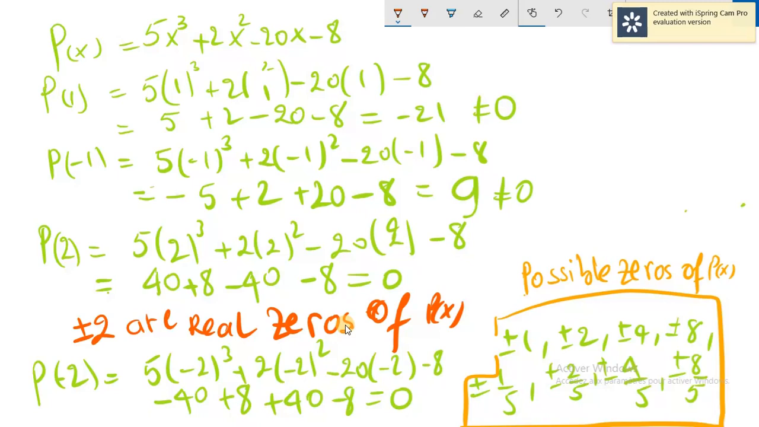If a question ever asks you to find the real zeros of p(x), this is the theorem that you need to use to figure out your polynomial function. The solution of your polynomial function, the zero points, real zeros, or roots, sometimes you may find this term.